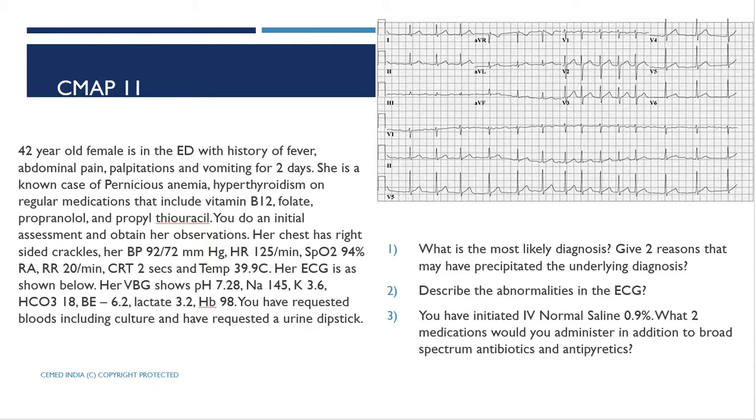You have initiated fluids and 2 medications you need to give. So thyroid storm, what would you give, 2 medications apart from antibiotics and antipyretics? You will have to give propranolol followed by propylthiouracil and hydrocortisone. You cannot give iodine before you give propylthiouracil. So people who have written iodine as first answer may not get it right.